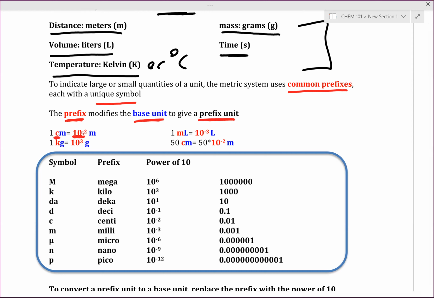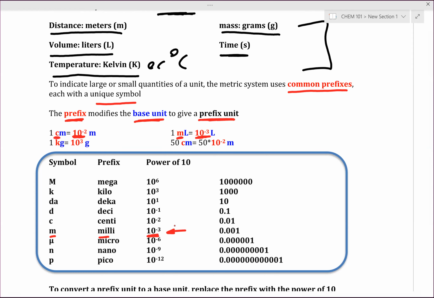We'll be doing some practice on this. For example, a milliliter, the milli prefix corresponds to 10 to the negative third. So if we wanted to go from milliliter to liters, we just replace the milli with the power of 10. So is a milliliter describing a large or small volume? Small. How do we tell? Is a power of 10 positive or negative? Negative. It's a small power of 10. It's a small unit of measurement.